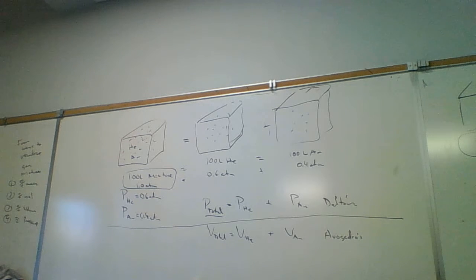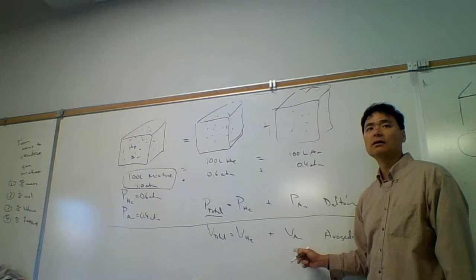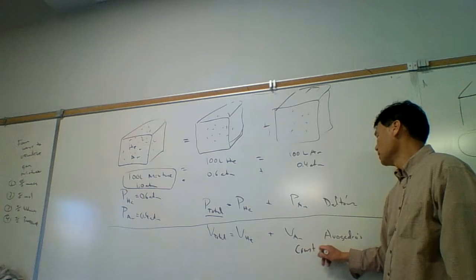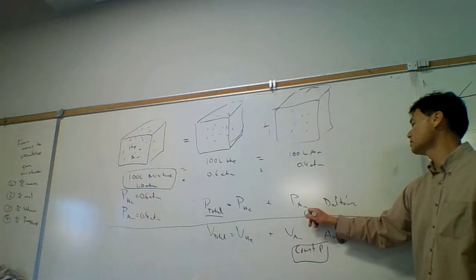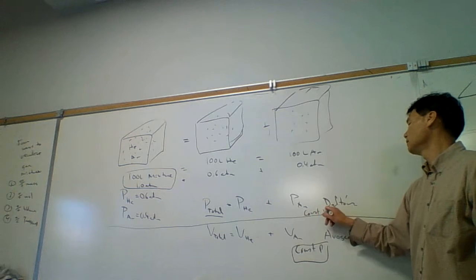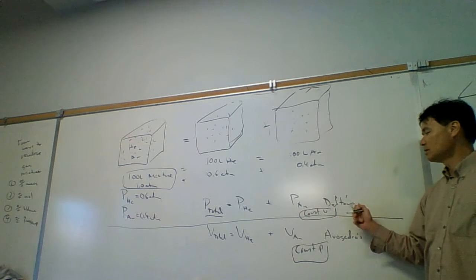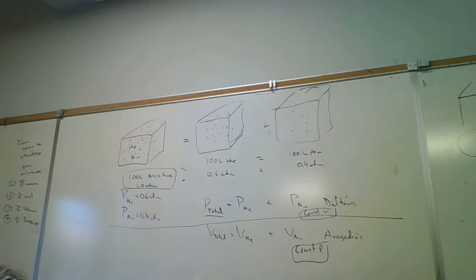And so I get 60 liters plus 40 liters gives me 100 liters of mixture. And so what we can say is that V total is equal to the volume of the helium plus the volume of the argon, as long as we're dealing with constant pressure. This is the key. It's constant pressure. Dalton's is constant volume. And so Avogadro's is constant pressure, Dalton's is constant volume. And so there's two different ways of visualizing it.